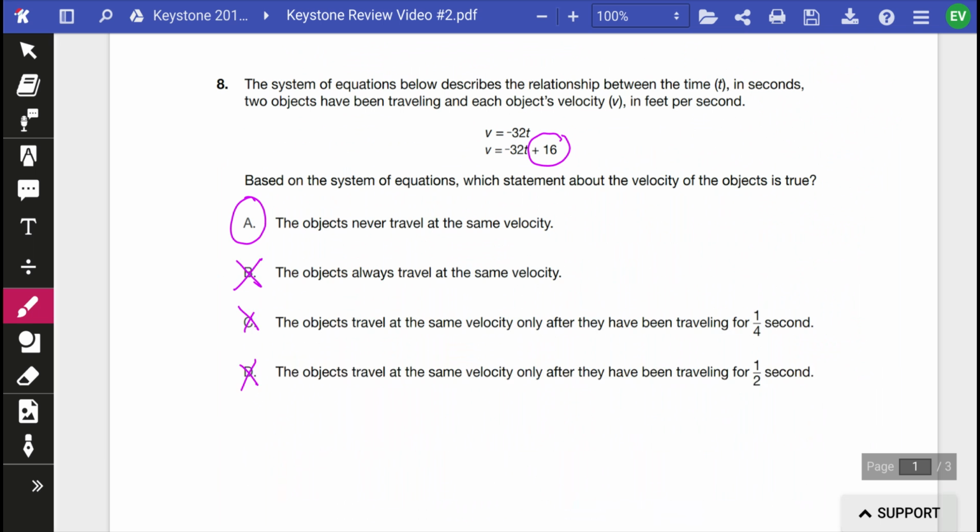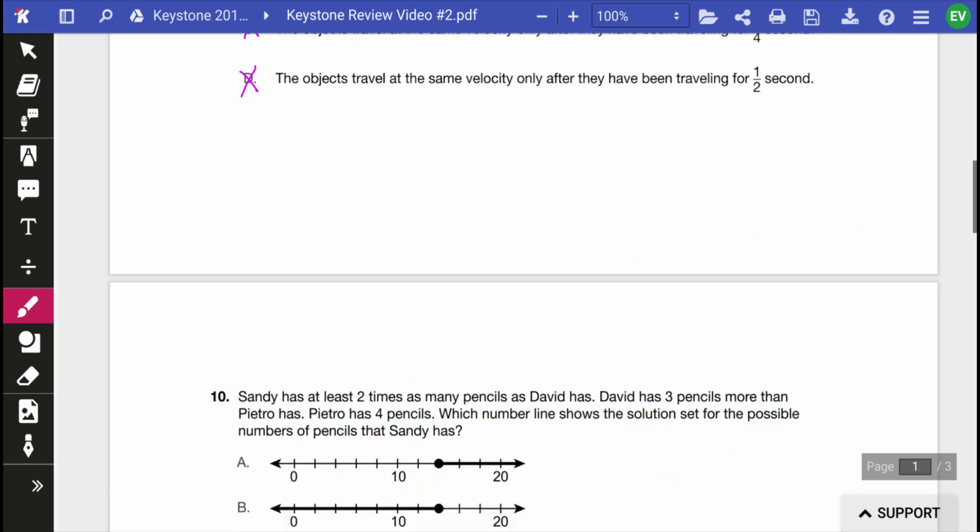Sometimes you just have to stop and analyze the situation and see what's different in the two equations before you can figure out which one the right answer is. Okay, on to the next one.